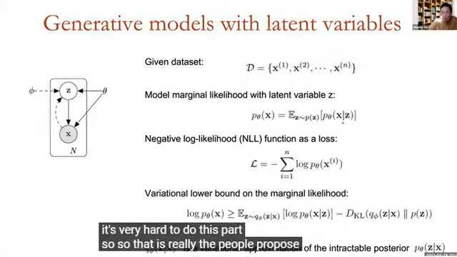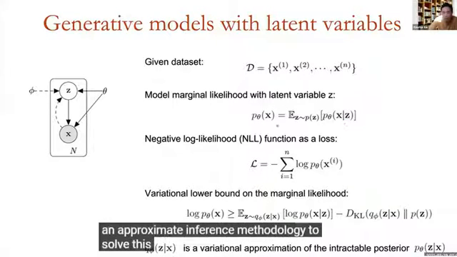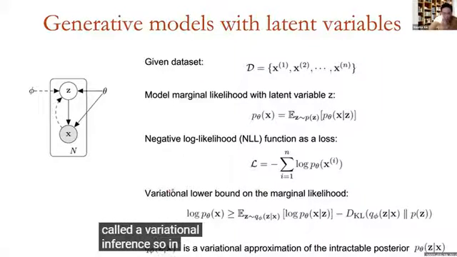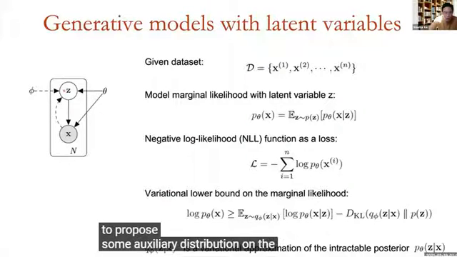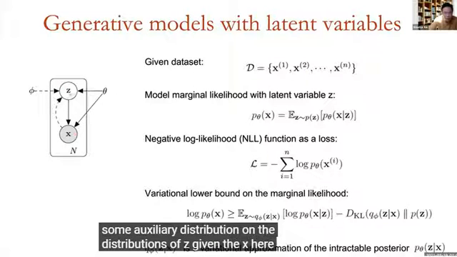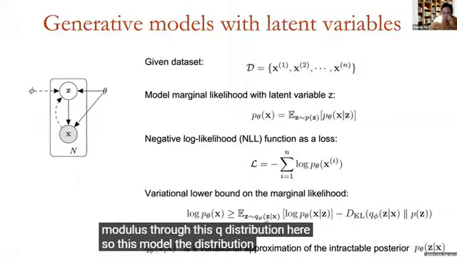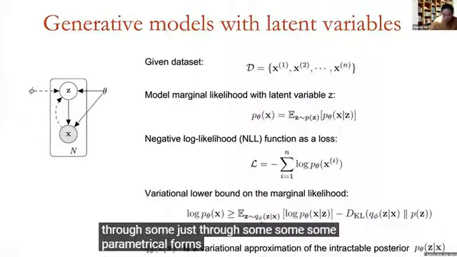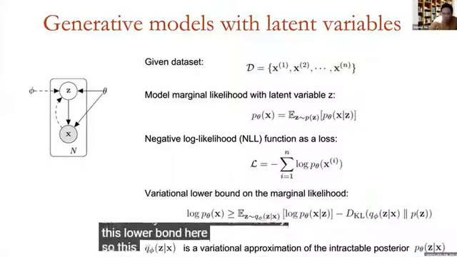So that is the reason people most of the time propose an approximate inference methodology to solve this problem. The most popular one is called variational inference. In this case, we're going to propose some auxiliary distribution on the distribution of z given x. That is modeled through this Q distribution, which models the distribution of z given x through some parametric form. Then you can show that this log likelihood is bounded by this lower bound. So this lower bound is interesting.